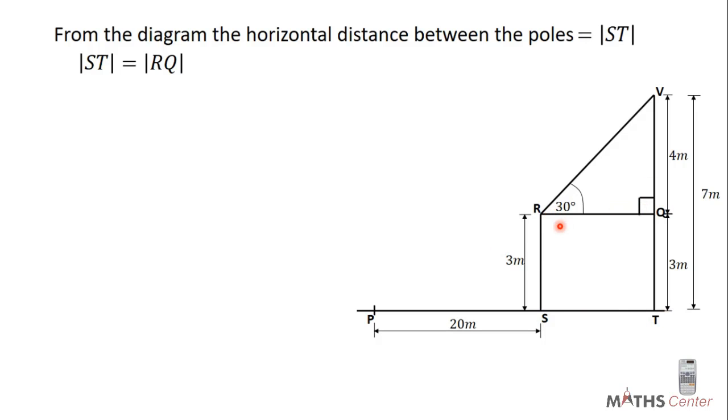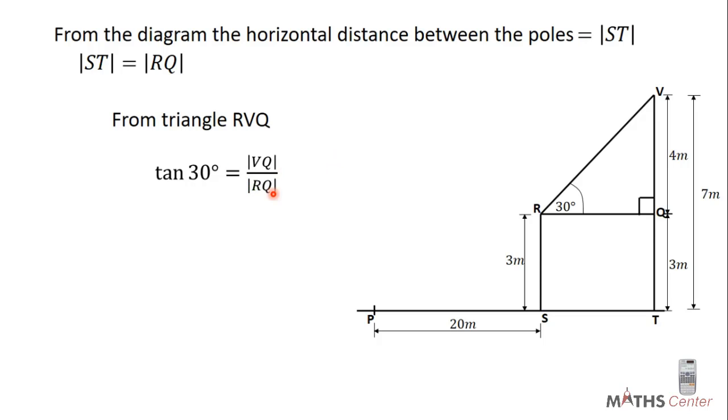RQ is in the right angle triangle RVQ, so we can find RQ from there. If you consider the triangle RVQ, you will see that VQ is opposite to 30 degrees and RQ is adjacent to 30 degrees. So tan theta is equal to VQ divided by RQ, because tan is opposite divided by adjacent.